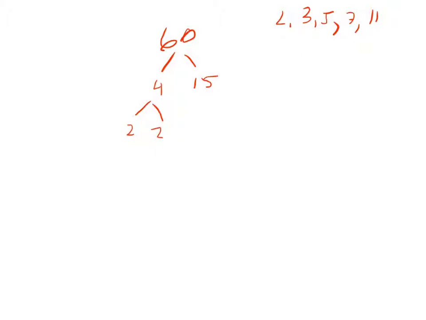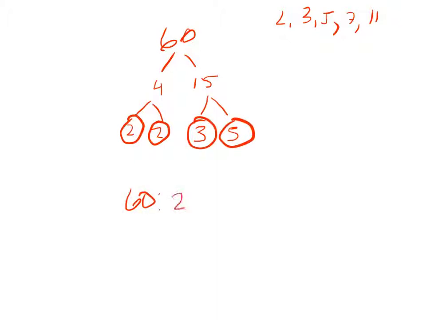4 is going to be 2 and 2. Those are both prime. I don't want to do those anymore. And 15 is going to be 3 and 5. I can't do those anymore. So the prime factors of 60 again are 2 times 2 times 3 times 5.